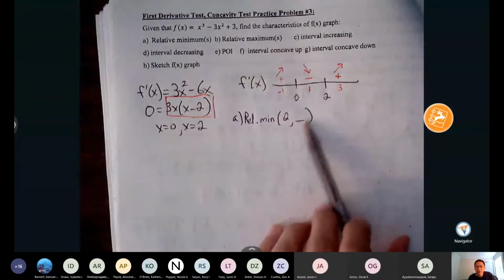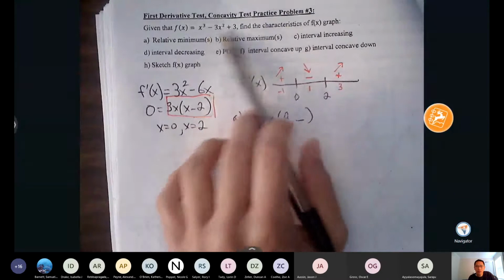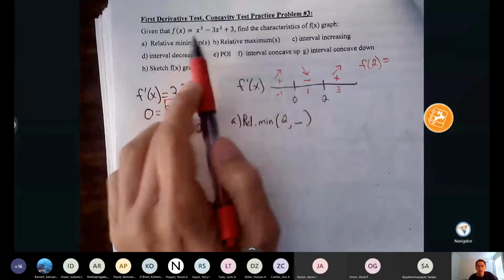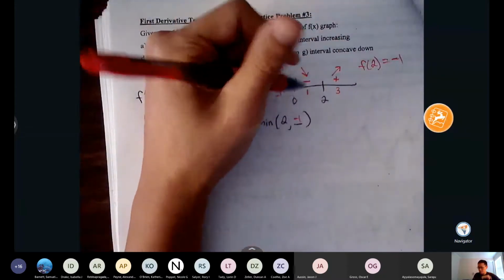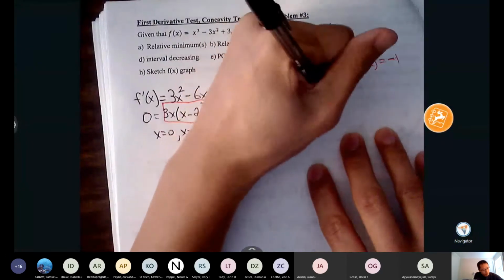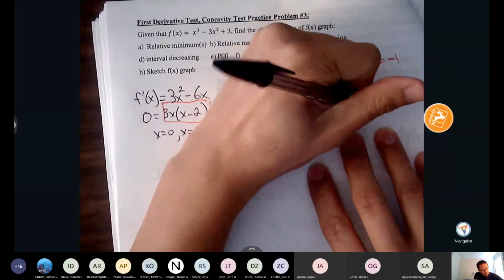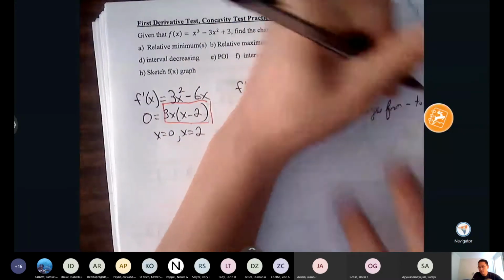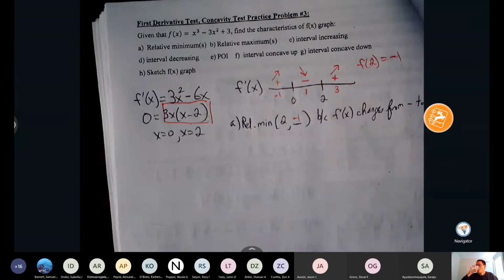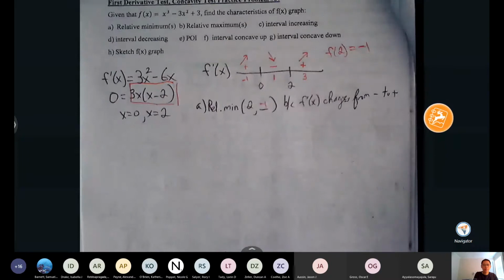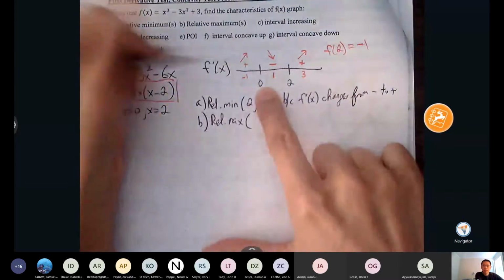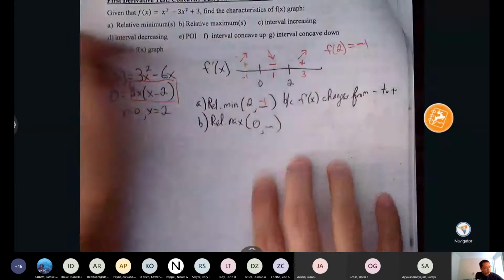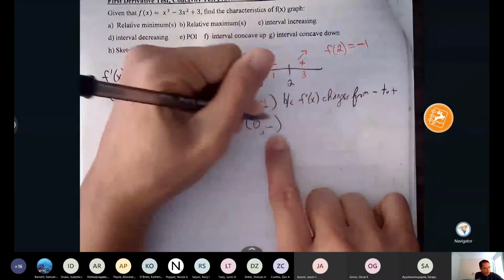So relative minimum at 2, but if I want to find the location, it's going to the original function. So 2 into the function, I get 2 cubed is 8. 8 minus 12 is -4, plus 3 is -1. Relative maximum is at 0. Plug 0 into the original function, we get 0 minus 0 plus 3 is 3.